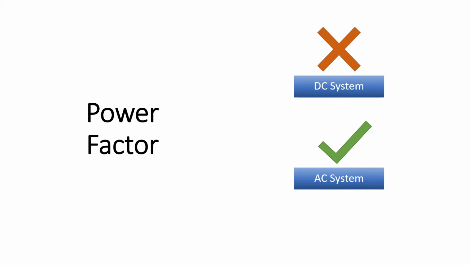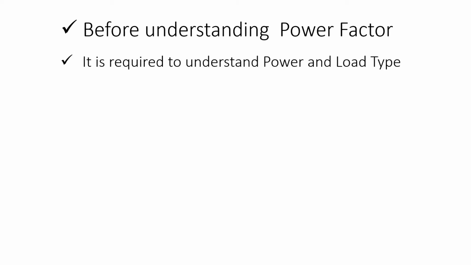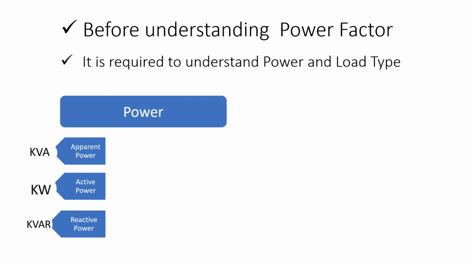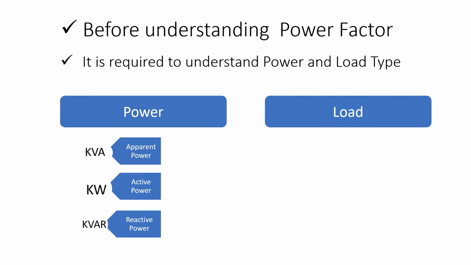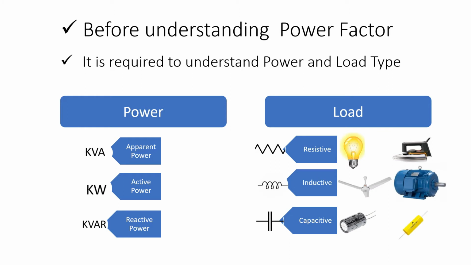Power factor is always considered in AC systems and AC circuits, not in DC systems or DC circuits. Before understanding the power factor, it is required to understand the power load and type of power. There are three types of power: apparent power, KVA; active power, kilowatt; and reactive power, KVAR. Similarly, there are three types of load. Resistive load, which is purely resistive, like a bulb or pressing iron. The inductive load, like a winding in equipment such as a fan or motor, and the capacitive load is capacitors in the equipment.